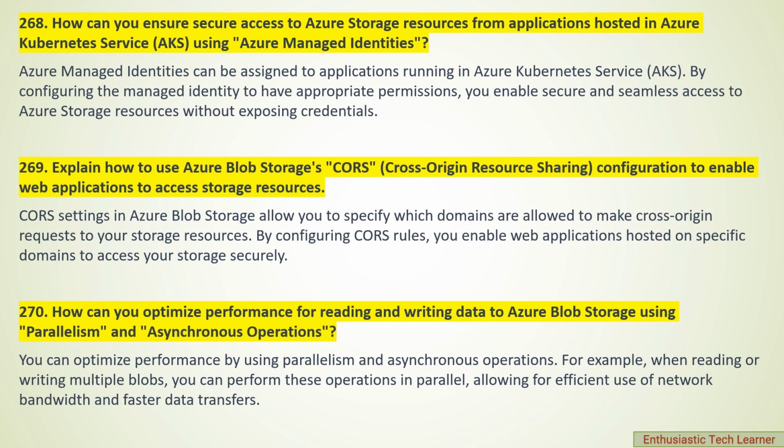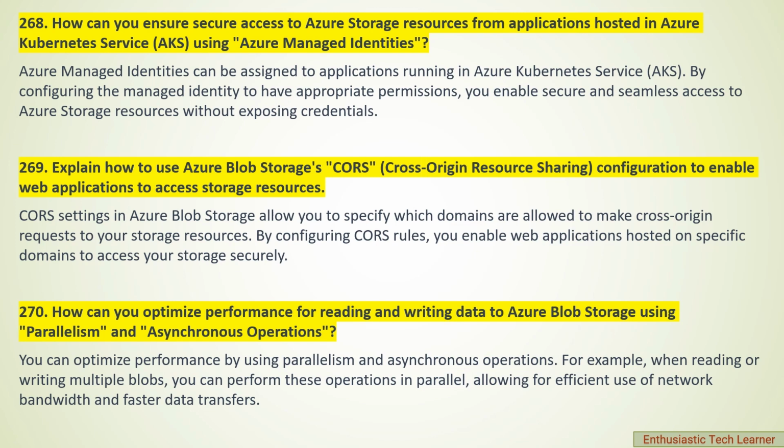Explain how to use Azure Blob Storage's CORS, cross-origin resource sharing configuration, to enable web applications to access storage resources. CORS settings in Azure Blob Storage allow you to specify which domains are allowed to make cross-origin requests to your storage resources. By configuring CORS rules, you enable web applications hosted on specific domains to access your storage securely.